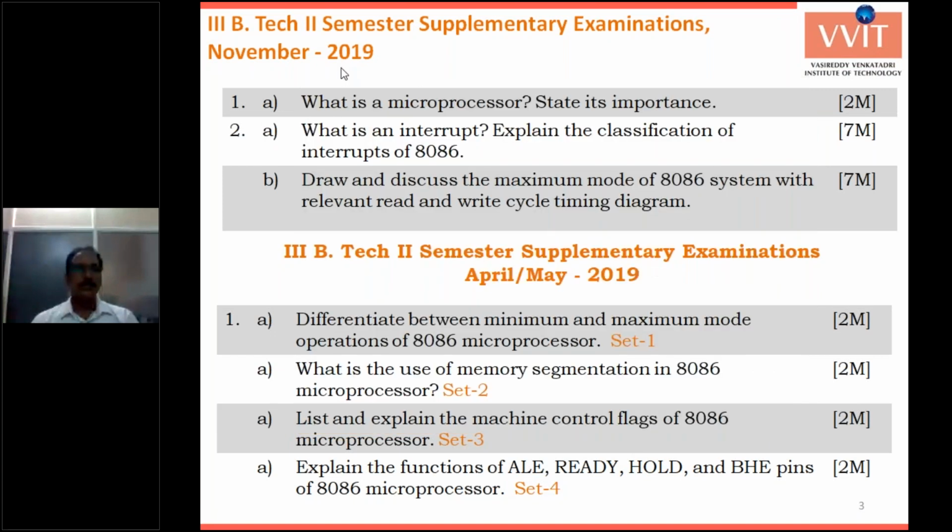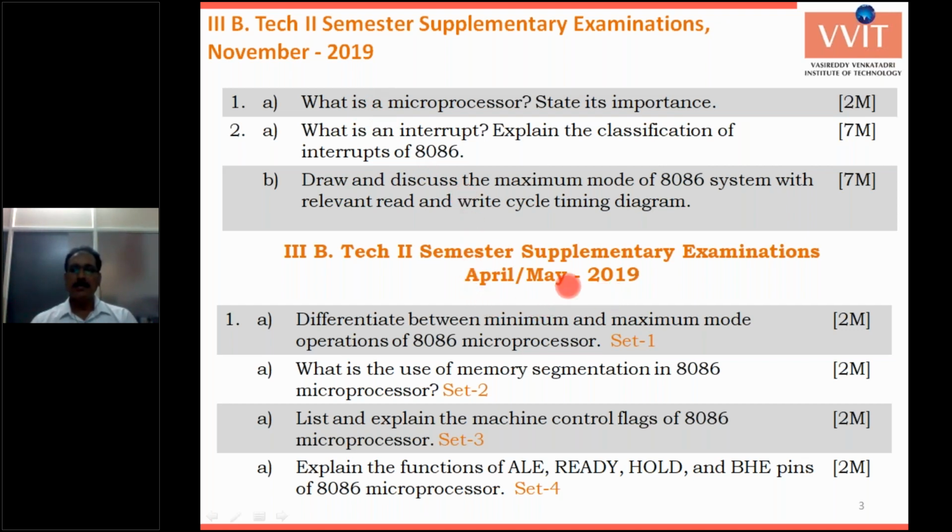In the first unit, 2019 questions: What is a microprocessor? State its importance. What is an interrupt? Explain the classification of interrupts of 8086. Draw and discuss the maximum mode of 8086 system with a relevant read and write cycle timing diagram. These 2 questions are from the first unit, 2019.